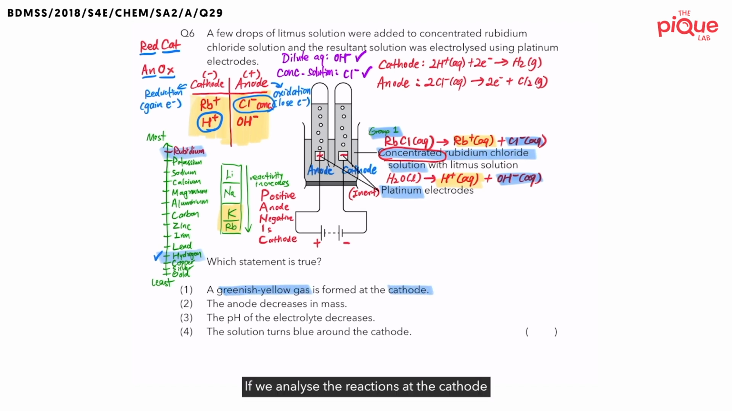If we analyze the reactions at the cathode and anode, we will see that hydrogen gas is produced at the cathode. Hydrogen gas itself is colorless, whereas chlorine gas, which is produced at the anode, is greenish yellow. Hence, we can see that this greenish yellow gas should be produced at the anode instead of the cathode. And this makes option 1 incorrect.